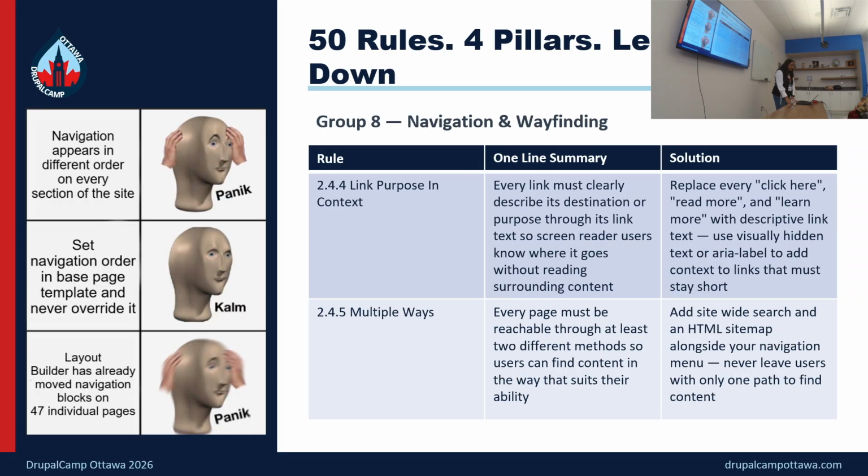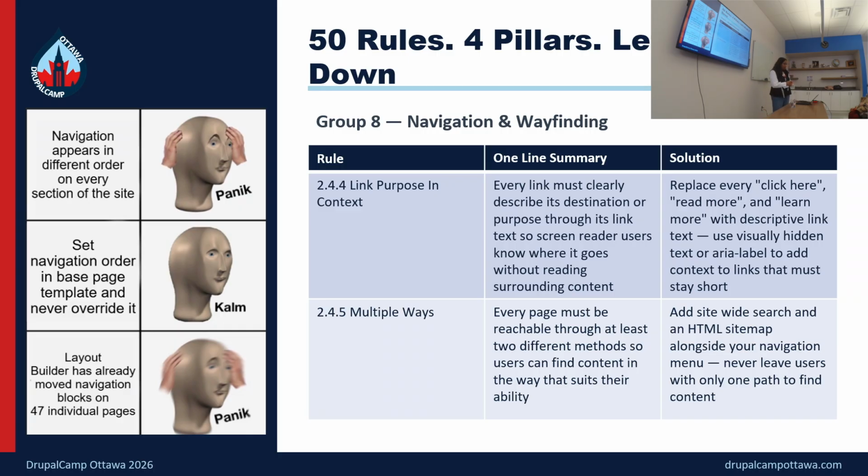Moving on to the next group, that is navigation and wayfinding. Again, a popular one: click here buttons, click here links. Every link must clearly describe its destination or purpose through its link text so that the screen readers can know what's going on in the content. Solution pretty much simple. Editorial really helps with this rule. Replace every click here, read more, learn more with a descriptive link. Or you can do a trick, that is visually hidden text or aria-label to give the context of the link so that the screen readers are okay with that.